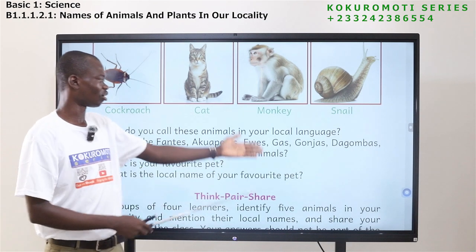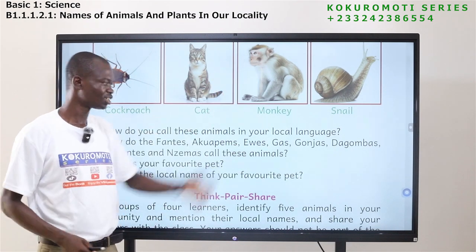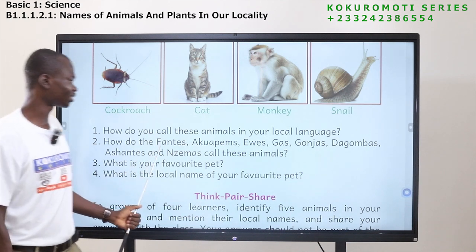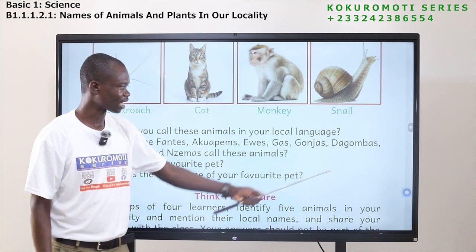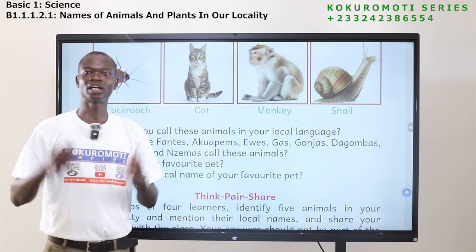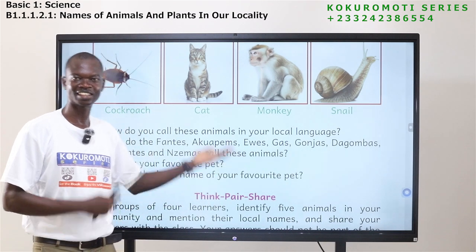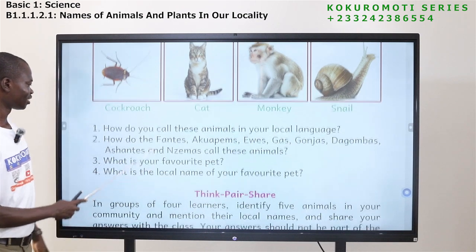The Gan people also have names that they use to call these animals. So if you are a Fanti, if you are a Gonja, if you belong to any of these, how do you call it? And if you're outside Ghana, how do you call these animals in your language?